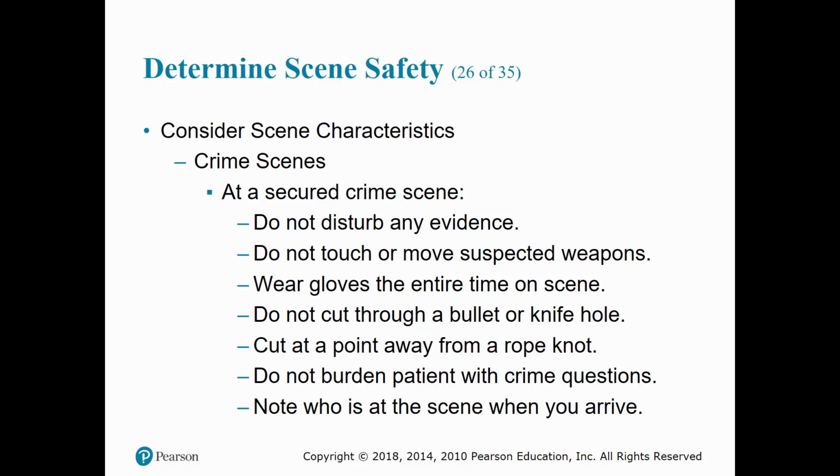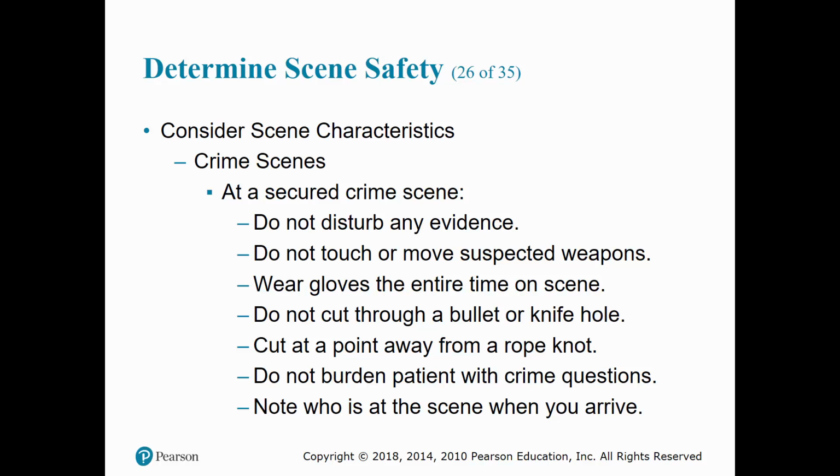Such a gun in the hands of an untrained person could pose an extreme hazard to you, your partner, the patient, and bystanders. If you do touch a weapon, do not disturb any fingerprints that may be on it. Pick up a gun by the edge of the grip and use gauze pads to pick up a knife at the very edge of the blade. Wear gloves the entire time on the scene of a crime to avoid leaving your fingerprints there also.